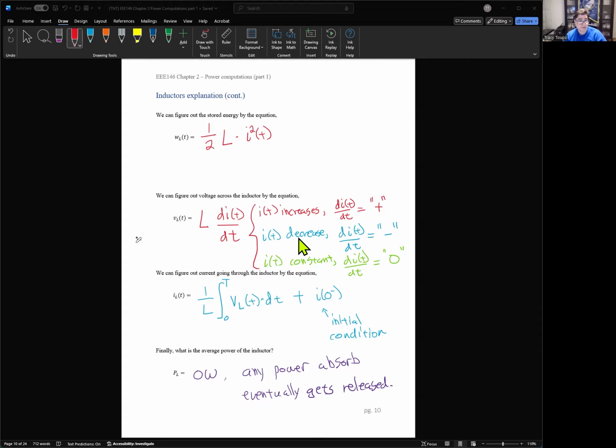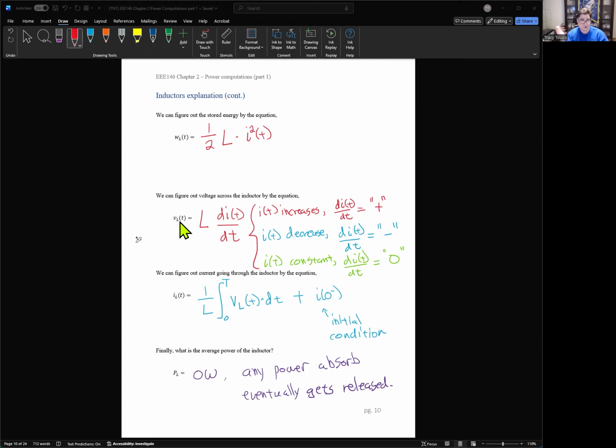Lastly, what happens if i(t) is constant? If the current never changes, well, the rate of change is zero because there is no rate. The rate's zero, nothing changes, right? So di/dt is equal to zero, which means we have no voltage, which checks out with what we were talking about before. If the current never changes, we never have to take energy or dissipate energy, so there's no voltage needed to make the energy change, so it's naturally going to be zero.